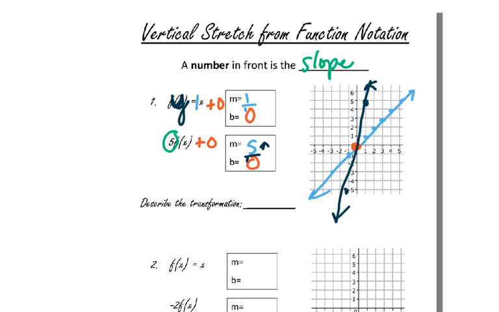This graph became much steeper. It is a vertical stretch. This graph stretched. It became steeper. Vertical stretch. The number in front is the slope. The slope makes it steeper or flatter. This one became steeper.